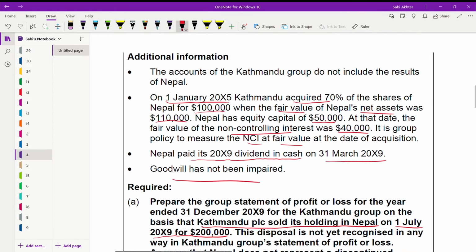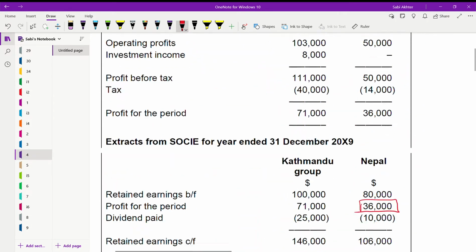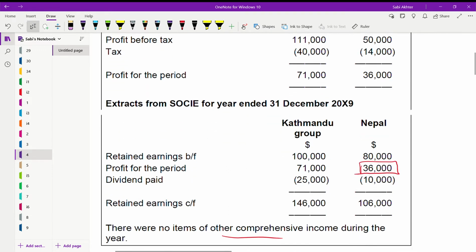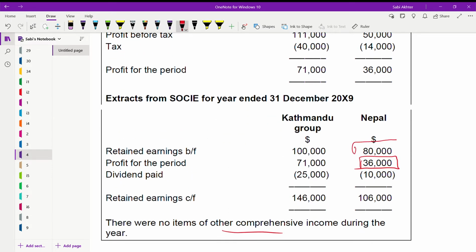And here they have given you the shares already. Okay. The value of shares 100,000. Nepal had an equity capital of 50,000. Okay. And if you see the retained earnings is 80,000.